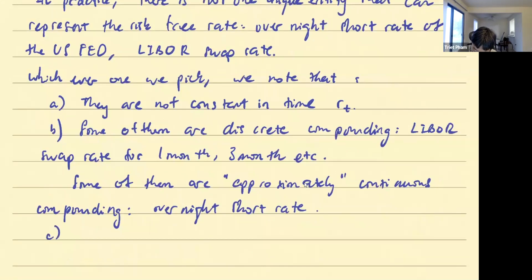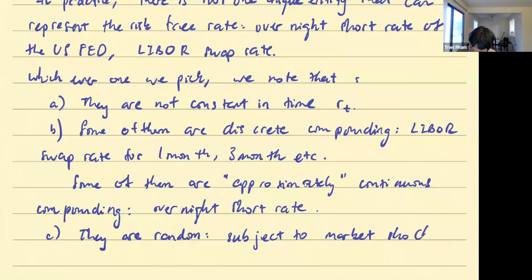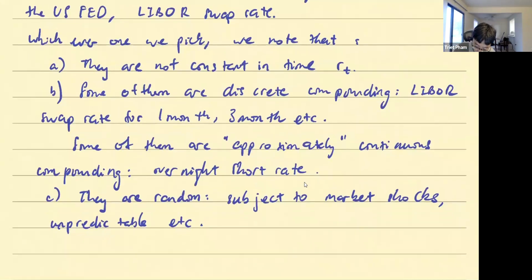And finally, you can observe that they are random, in the sense that they are subject to the fluctuation of the market, subject to market shocks, unpredictable, that kind of thing. So all in all, this observation tells us that the risk-free rate, the short rate, should be modeled as a stochastic process.